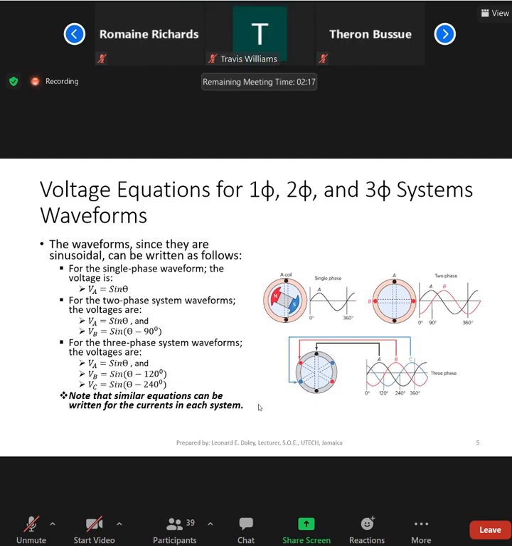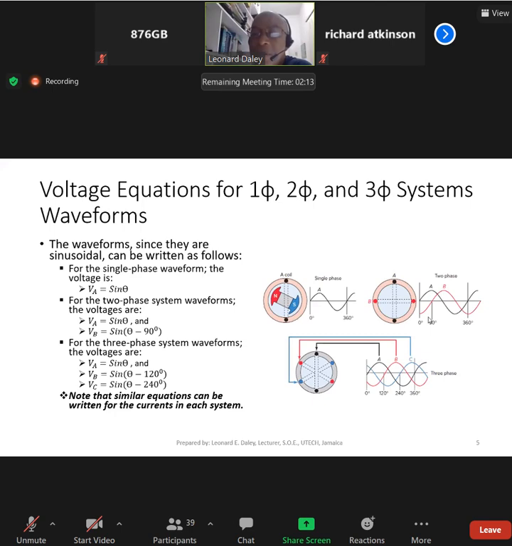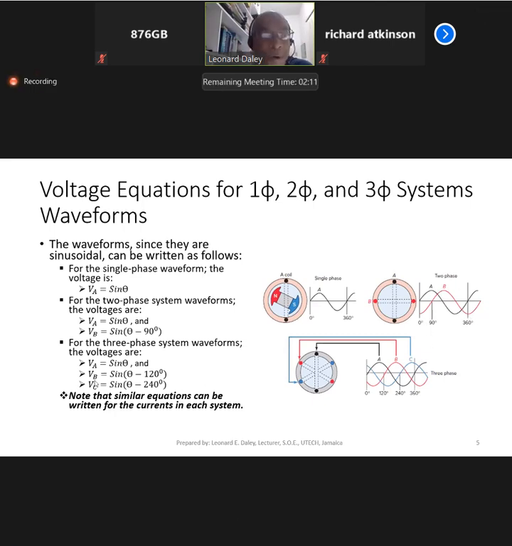Similar equations can be written for current. If these are representing current, we could write similar equations. So instead we would write IA, IB, and IC instead.